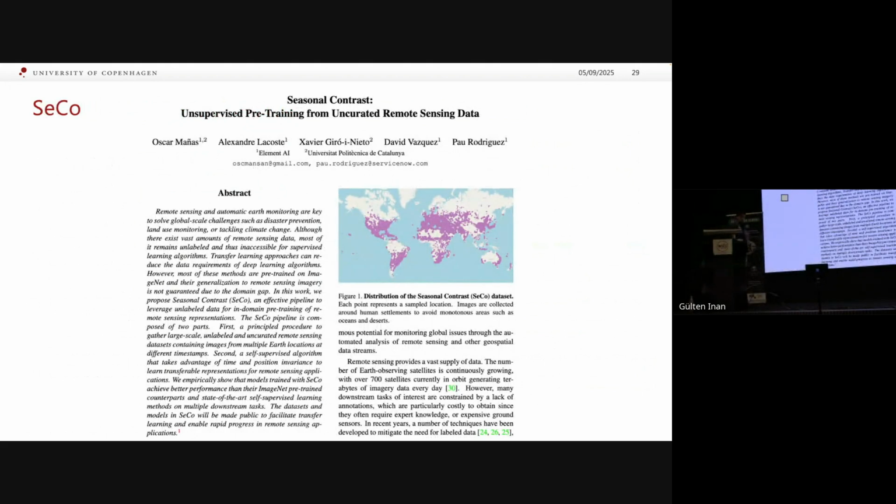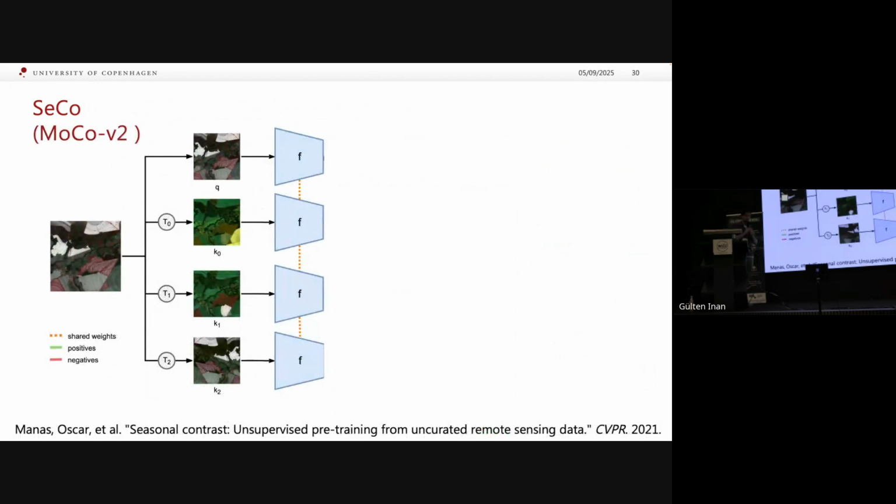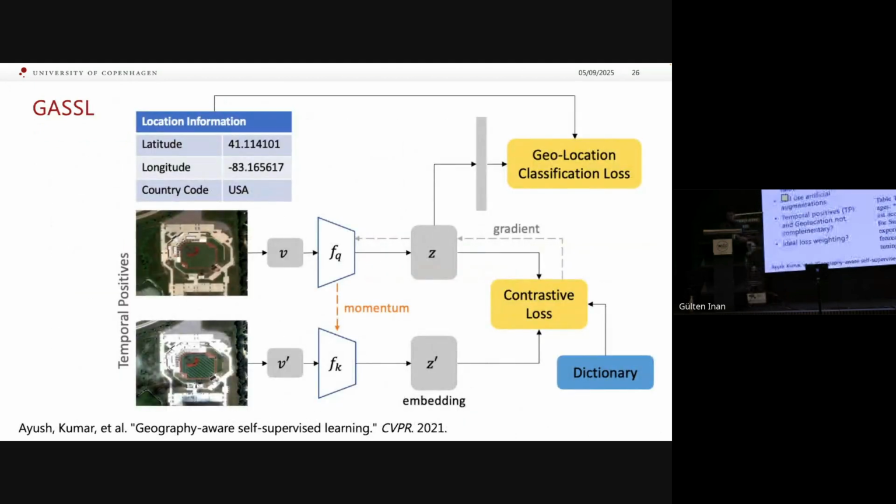And then following on this, there was a paper called Seasonal Contrast. And I think it's slightly more complex approach. But the key idea here was that this temporal, like the model before, maybe go back to that slide briefly. This model basically learns to be invariant to time, right? We tell the model these two different time steps, they look different, but they are the same semantic object.